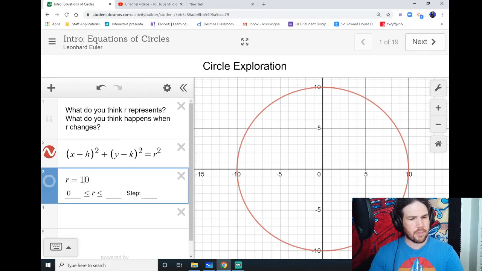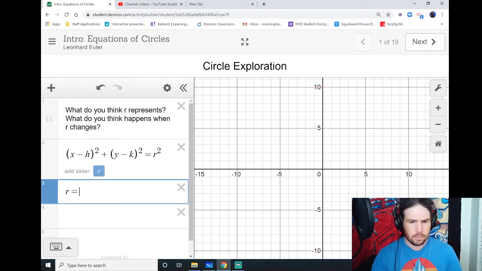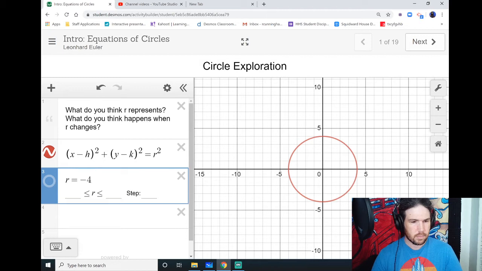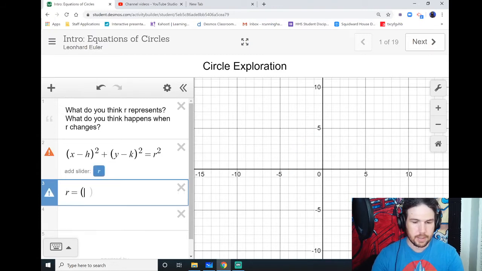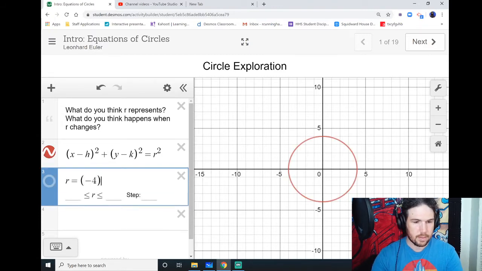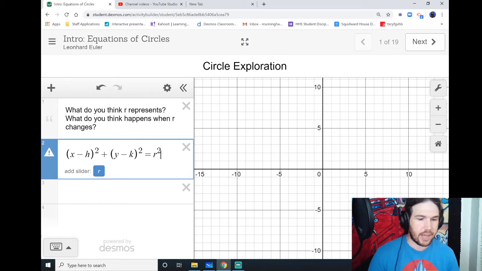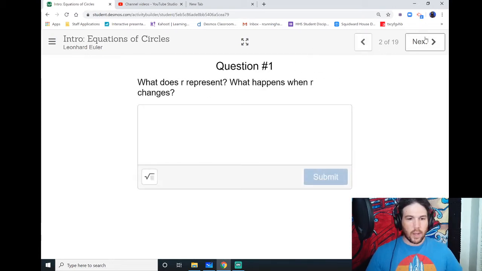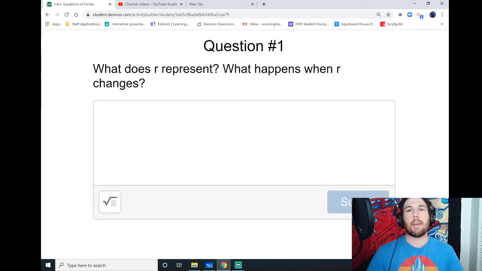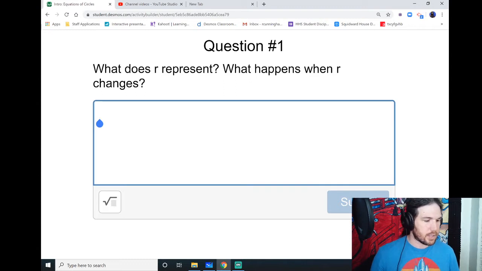I wonder what happens if I put in a negative number. Weird. It shouldn't do anything. Yeah, that shouldn't show anything because obviously it's not a real number if you take the square root of a negative. I don't know. Okay, so what does r represent? What happens when r changes? These kinds of questions are really important on these Desmos activities.